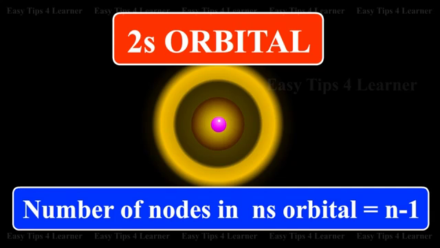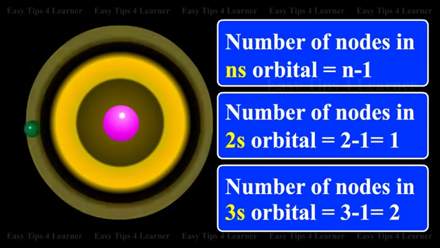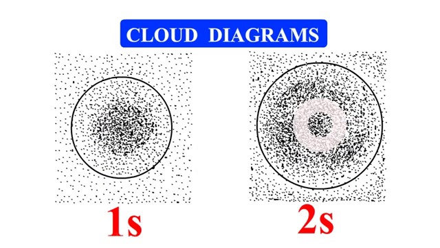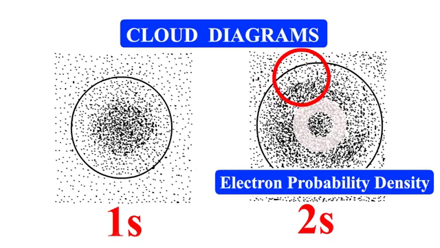In general, it has been found that the ns orbital has n-1 nodes. That is, the number of nodes increases with increase of principal quantum number n. In other words, the number of nodes for 2s orbital is 1, 2 for 3s orbital, and so on. These probability density variations can be visualized in terms of charge cloud diagrams. In these diagrams, the density of the dots in a region represents the electron probability density in that region.